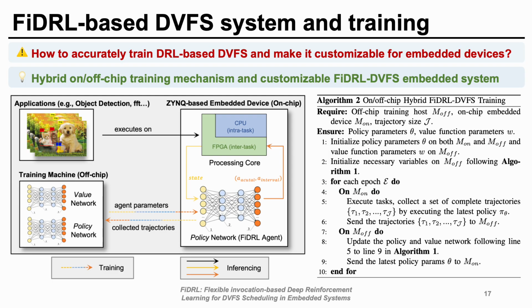Next, I will introduce the whole system workflow and the training mechanism. Since on-device training will interrupt the continuous observations of the agent, we propose a hybrid on- and off-chip training mechanism. We use the on-device agent to collect the training data and send it to the off-chip training machine. After training, we send the updated network parameters back to the embedded device and start the next round of training. This method utilizes the off-chip training resources and provides real on-device inference data, making the complete training process accurate and effective.